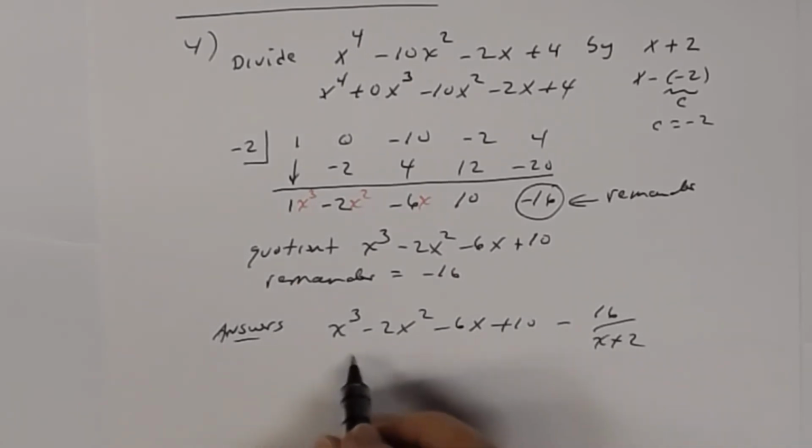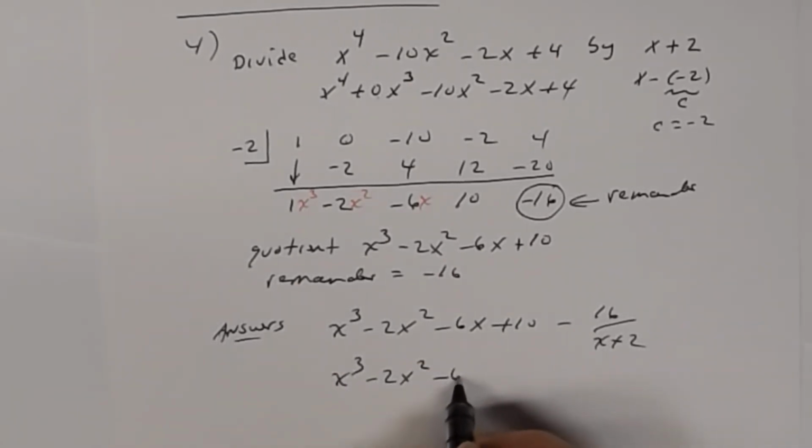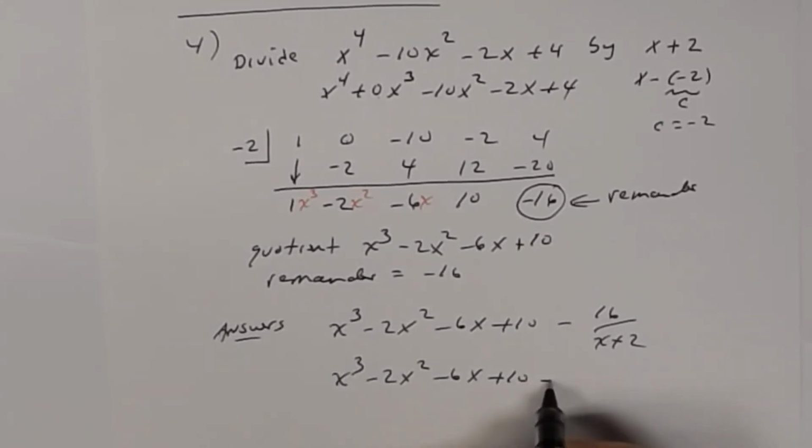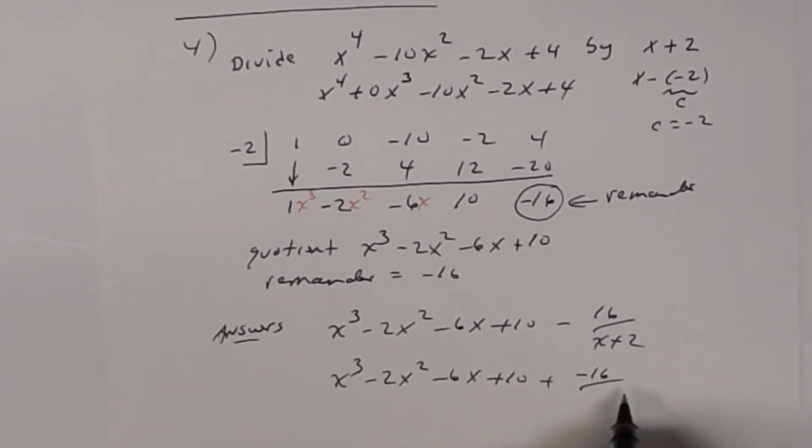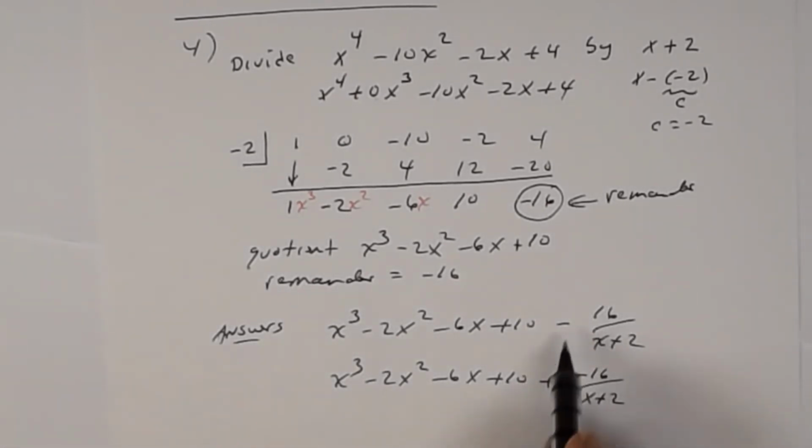Now, if you want to, you can write it like this as well. x cubed minus 2x squared minus 6x plus 10 plus a negative 16 divided by x plus 2. So that means subtracting positive 16 divided by x plus 2 means the same thing as adding a negative 16 divided by x plus 2. All right? Okay, so let's do one more.